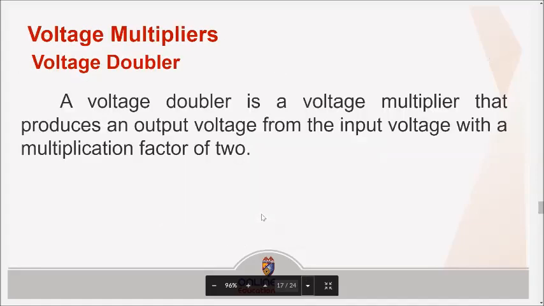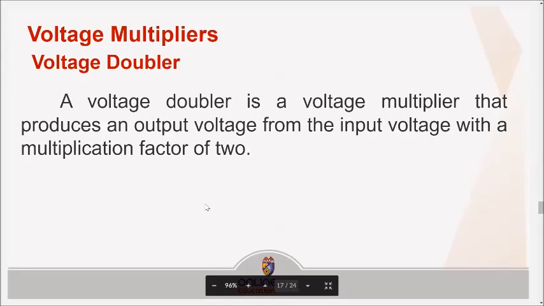Okay, we are done with the clamper and clipper. We will now go with the voltage multiplier and voltage doubler. What is their function? A voltage doubler is a voltage multiplier that produces an output voltage from the input voltage with a multiplication factor of 2. Ibig sabihin, minumultiply natin or pinapadami yung value ng voltage. Ito yung gamit ng voltage doubler.